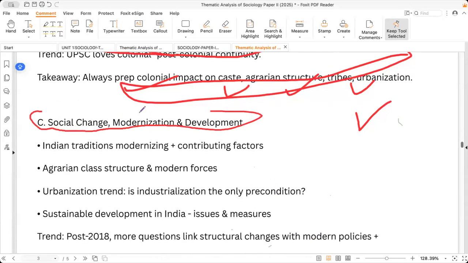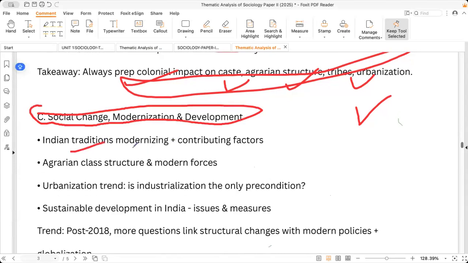Then social change, modernization, and development. How Indian tradition is getting modernized, and the contributing factors of it. There are many factors. In terms of India, there is a kind of traditional modernization. I think this concept was given by K. Sharma as well, and many thinkers have talked about it. Tradition is also going, and modern things are also coming. Even if you go to McDonald's, you eat a burger in which there is onion. Anywhere else in the world there is no onion, there is no aloo tikki when you go abroad. This is not how McDonald's makes a burger, or whatever you wear in daily life.